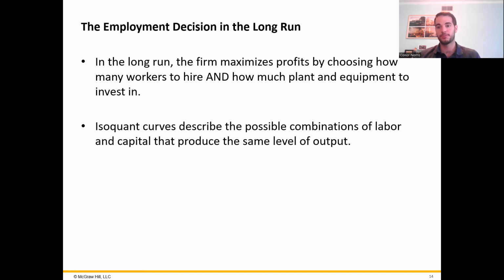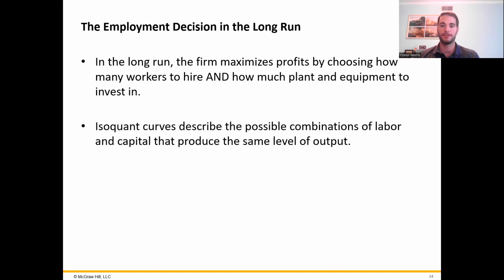Now, in the short run, firms make decisions primarily about how many workers to hire, since they can't easily change the amount of capital they use, things like the size of the building or the equipment that they have. Those are fixed for the short run because that's how we define the short run. But in the long run, firms have more flexibility. They can adjust both labor and capital to find the most efficient way to produce goods and to maximize profits.